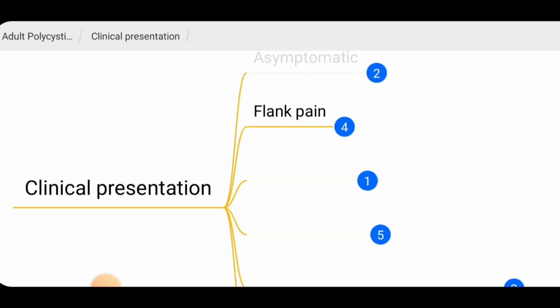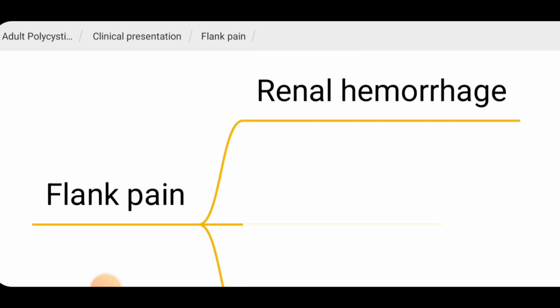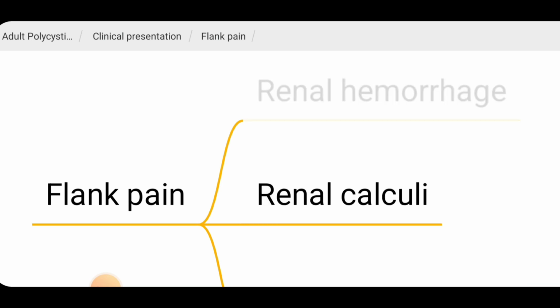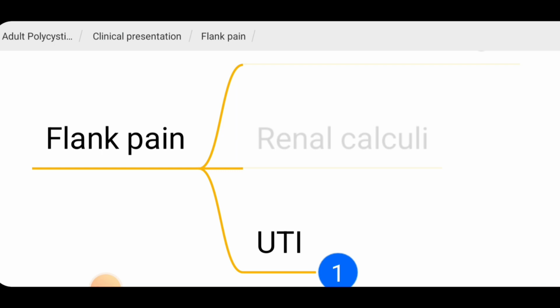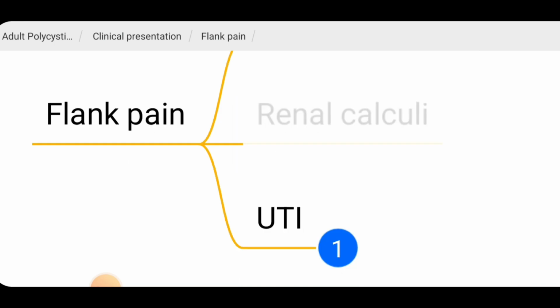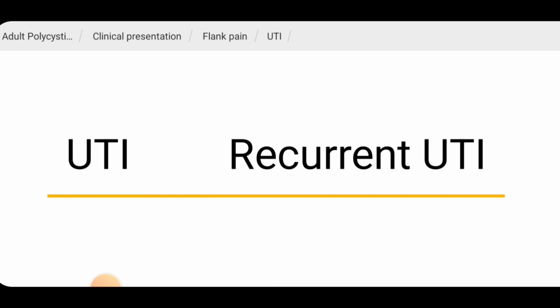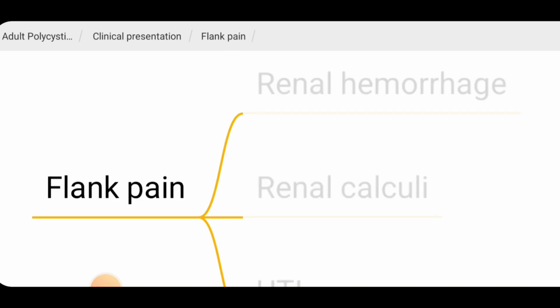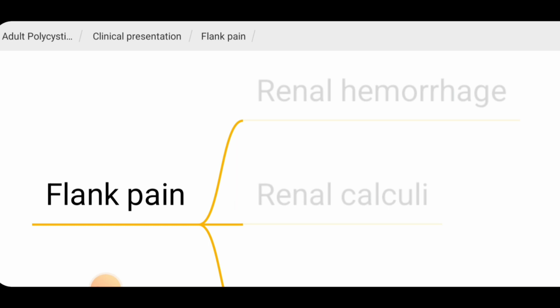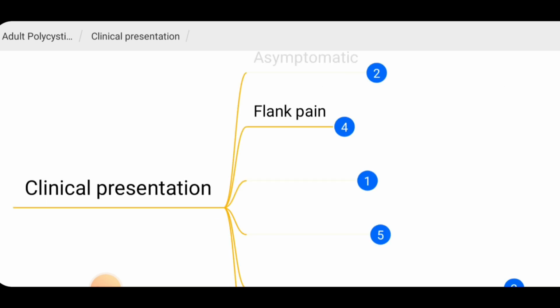Also, these patients can present with flank pain. What are the reasons for flank pain in patients with adult polycystic kidney disease? One is renal hemorrhage, which can cause flank pain. Renal calculi, which can develop in these patients, can cause flank pain. And urinary tract infections. These patients are prone to recurrent urinary tract infections, so with that also they can develop flank pain. So flank pain is one presentation of patients with adult polycystic kidney disease.